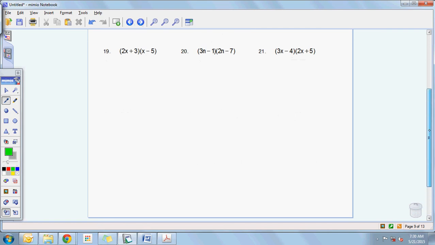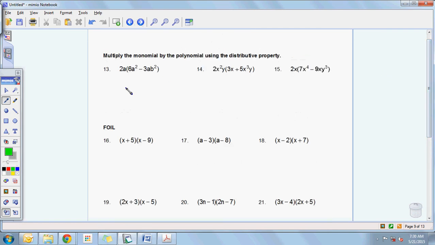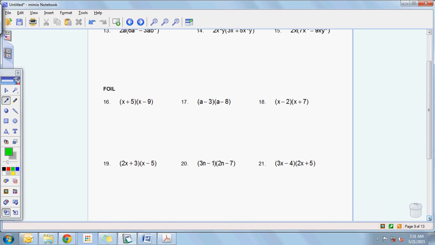Okay, moving on, let's do one FOIL problem here. This is just the distributive property. I'm going to have you guys just try those. Remember, this rule is where you have to add the exponent, so be careful of that. Check your answers after you do those. And let's jump down to one of these binomial Bob problems.